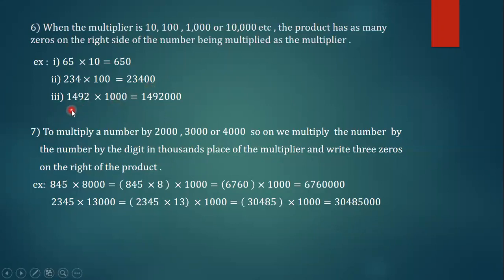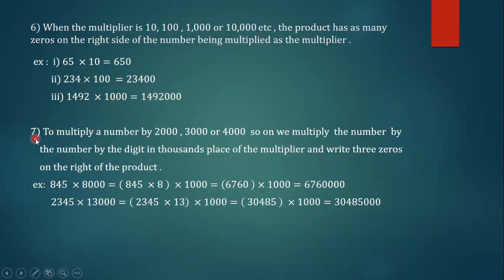Next, the third number is 1492 into 1000. So you write 1492. The multiplier has 3 zeros, so on the right side of that number, you have to write 3 zeros. This is the easy way, so you can remember multiplying with 10, 100, 1000, 10,000, etc.